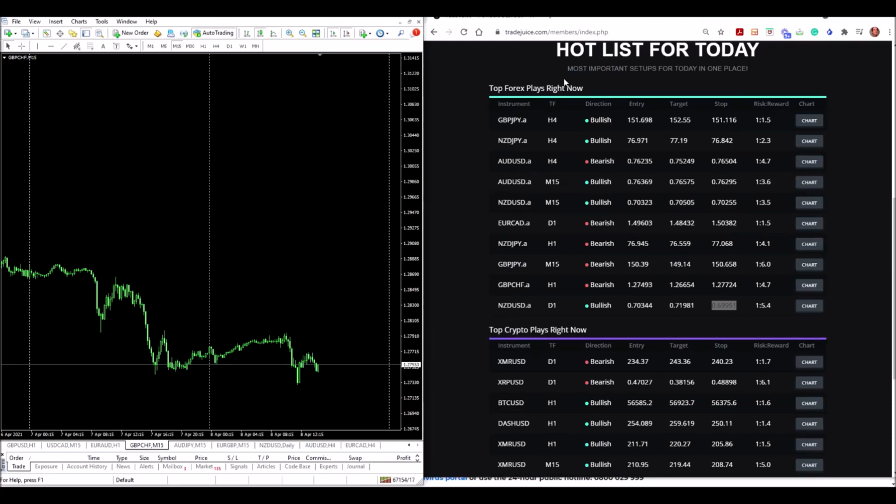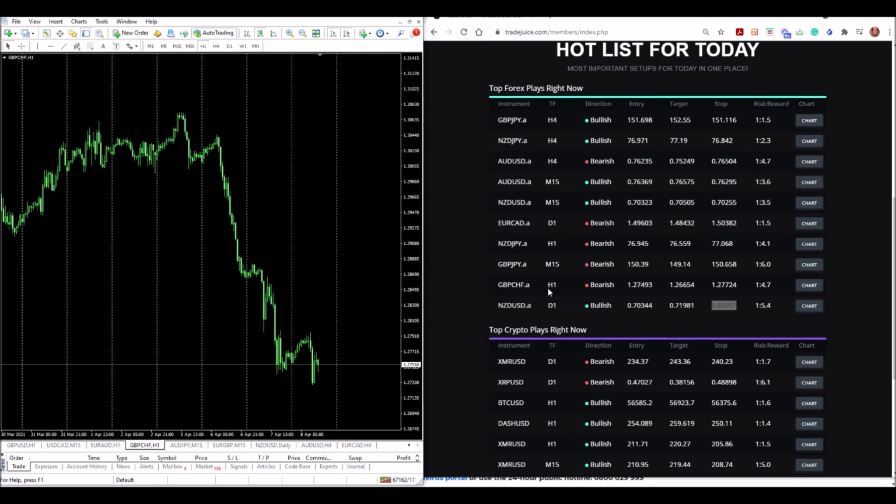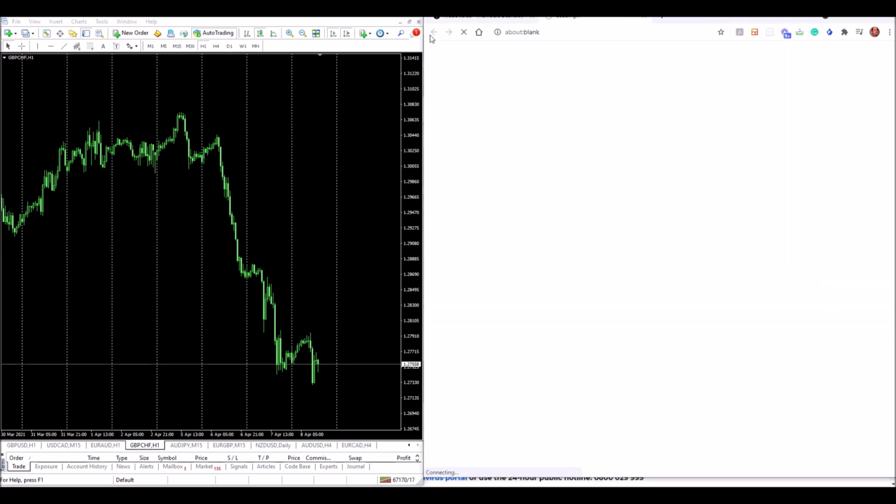On the hot list for today on the Trade Juice members area, and at the moment I'm looking at the pound CHF Swiss franc 15 minute. Let's put it up to the 1 hour chart. I've got a signal that I can enter this pretty soon, and I'm going to go short.